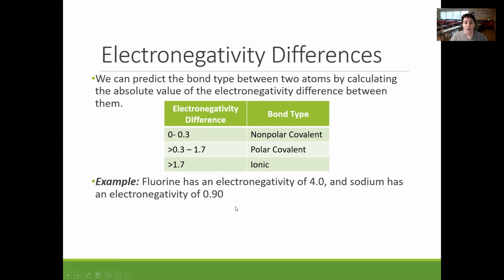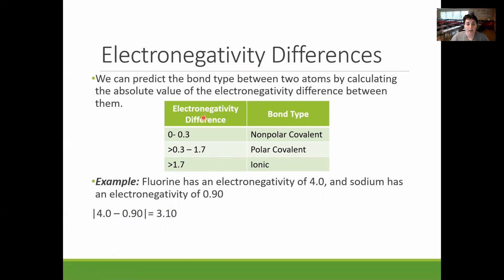So for example, fluorine has an electronegativity of 4.0, and sodium has an electronegativity of 0.9. When sodium and fluorine form a bond, we can predict the type of bond by calculating the electronegativity difference. All that means is I'm going to subtract these two numbers. So I took fluorine's electronegativity and I subtracted sodium's. So 4 minus 0.9 is 3.1. My electronegativity difference is 3.1.